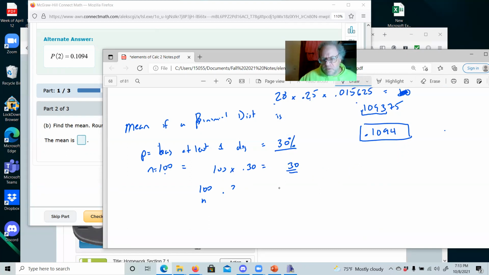Okay, times 0.3. That's how I got the 30. This is n times p. So the mean is np for a binomial distribution. Okay, it's probably going to ask me for standard deviation in the next one. I would never expect you guys to memorize standard deviation.